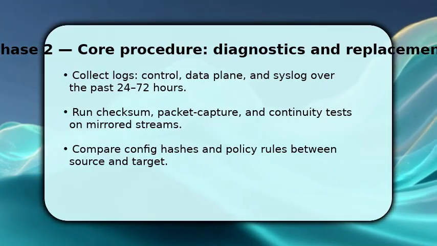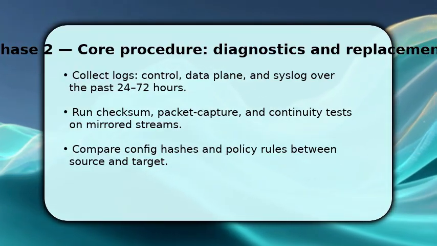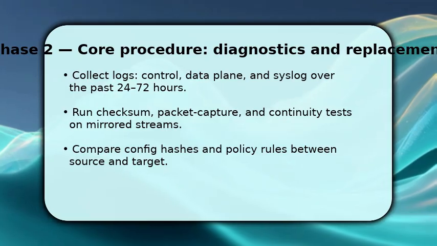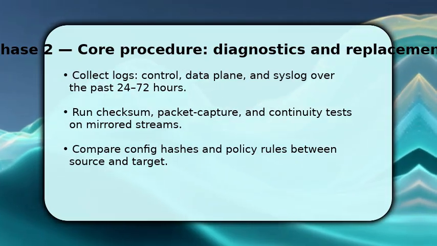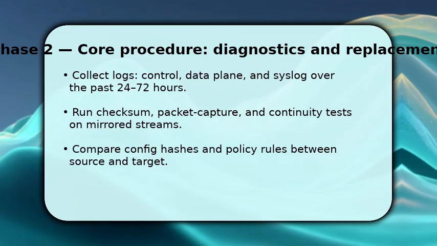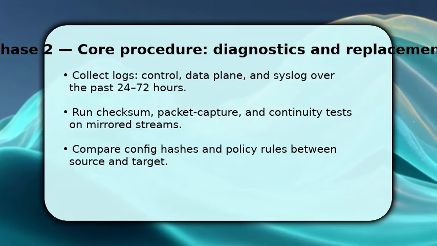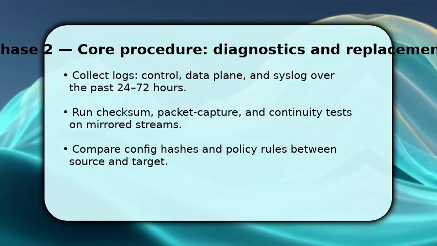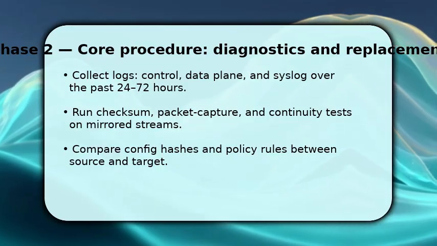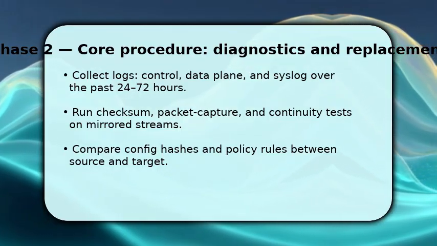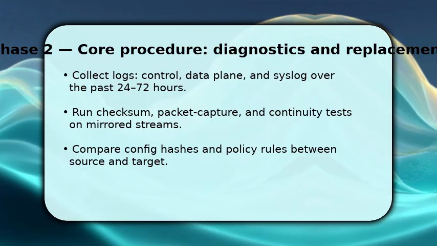First, collect control, data plane, and syslog logs covering the last 24 to 72 hours, then scan for repeated errors or failed handshakes. Run packet capture and checksum tests on mirrored streams to detect drops or corruption. Compare configuration hashes and policy rules between source and target to spot drift.